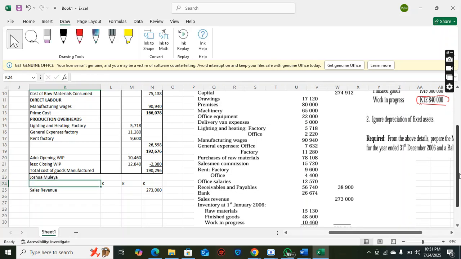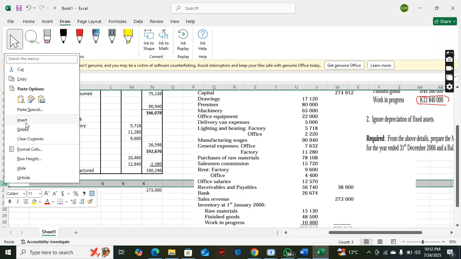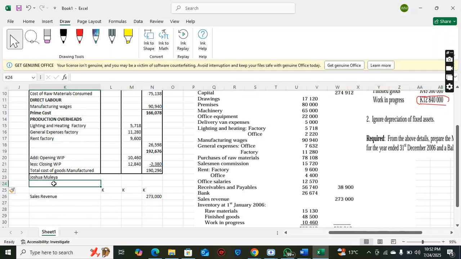Then next line, you put income statement for the year ended 2006. Then also for the manufacturing account, you put Joshua Mulea manufacturing account for the year ended 2006. So thank you for that, Mr. Foster. You will get some marks for format.